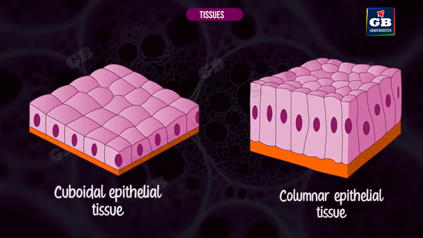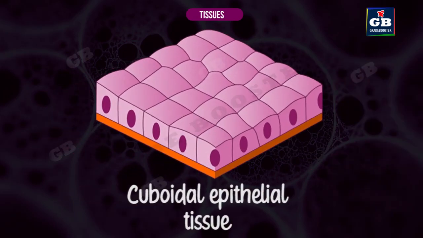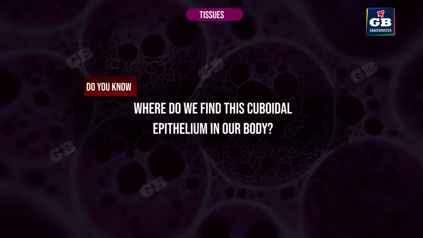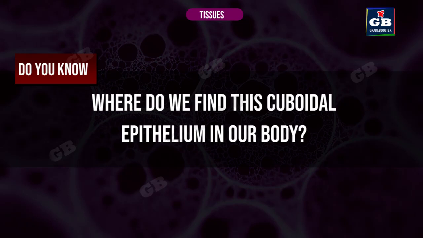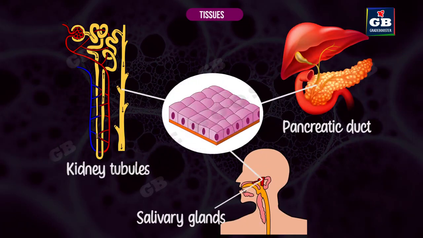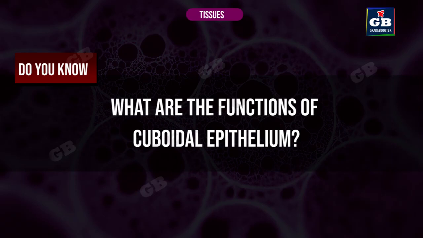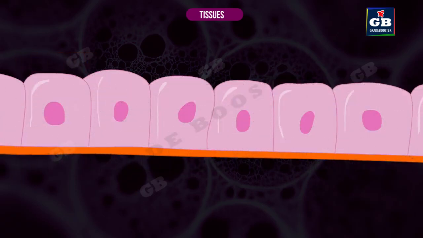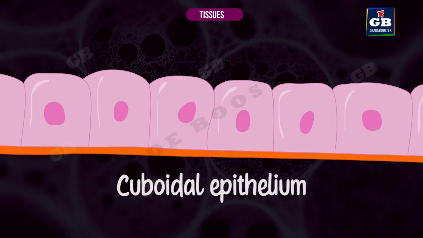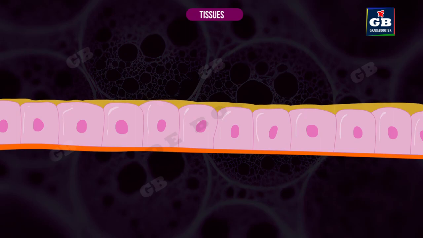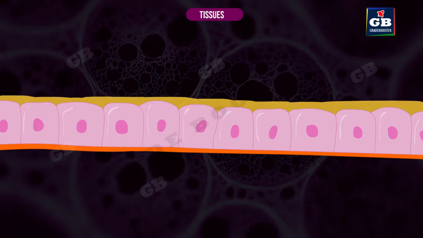Now, let us learn about cuboidal and columnar epithelial tissue. First, let us learn about cuboidal epithelial tissue. Where do we find this cuboidal epithelium in our body? We find this tissue as a lining of kidney tubules and ducts of pancreas and salivary glands. What are the functions of cuboidal epithelium? The cells of this epithelial tissue look like cubes, so it is called cuboidal epithelium. It provides mechanical strength. The other important function of cuboidal epithelium tissue is secretion.